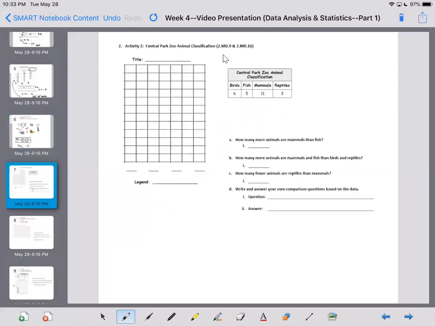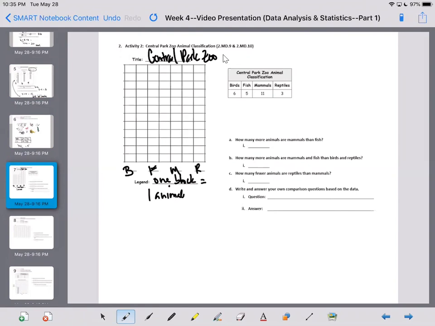Here we're looking at our vertical bar graph because our title of this is Central Park Zoo. And then we have 1 block would equal 1 animal. So here we would say we're going to have birds, and we're going to have fish, and mammals, and reptiles.